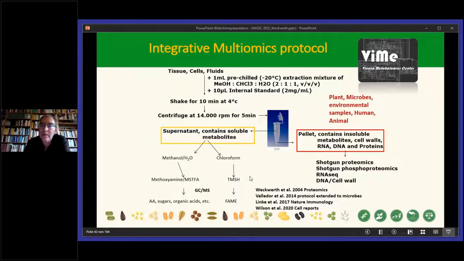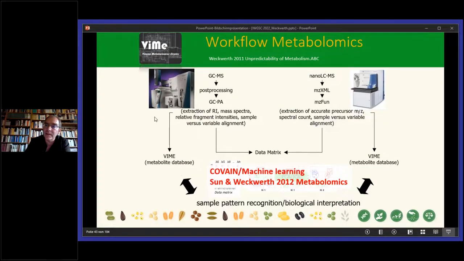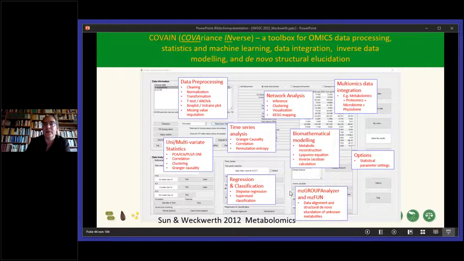So we developed in this framework a multi-omics extraction protocol, where you can extract metabolites, proteins, RNA, DNA, and any kind of other, even phosphoproteins from one single sample sequentially. And this protocol works for plant, microbes, environmental samples, human, animal samples. We then do a classical approach with GCMS, gas chromatography, mass spectrometry, and liquid chromatography, and assemble this data for pattern recognition and biological interpretation.